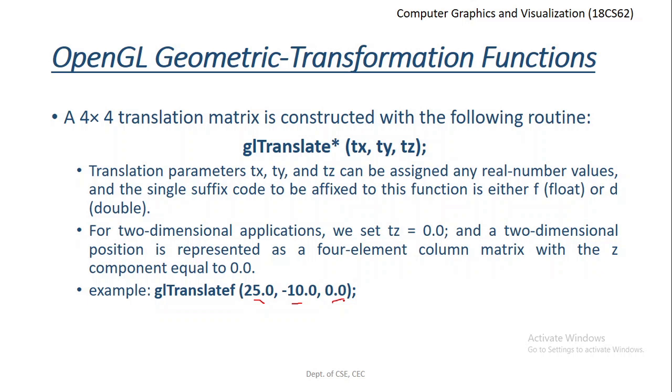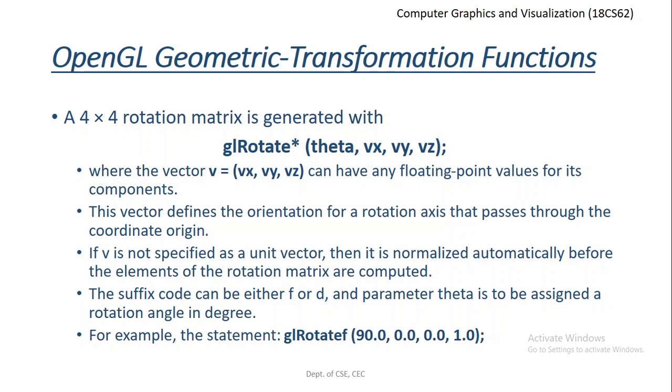It accepts two suffixes, f for floating point and d for double, and it accepts three parameters, tx, ty and tz, which are the translation parameters along the x-axis, the y-axis and the z-axis. Okay, now let us look into the next OpenGL transformation.